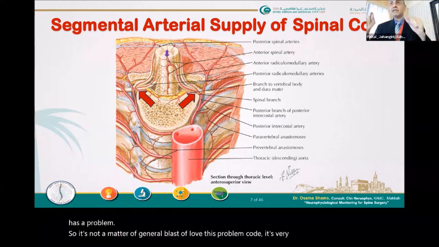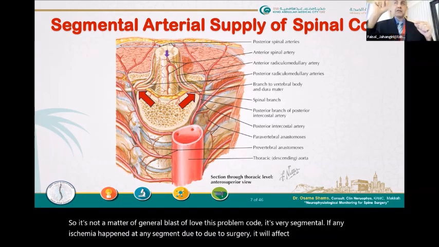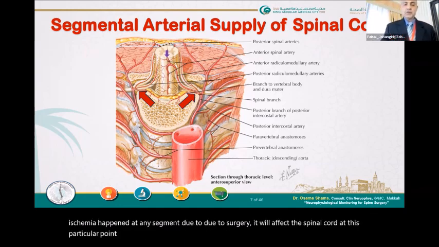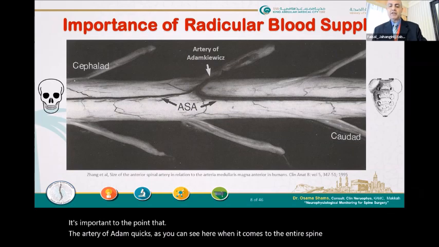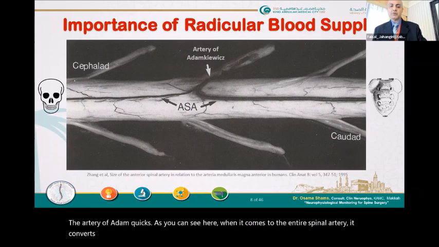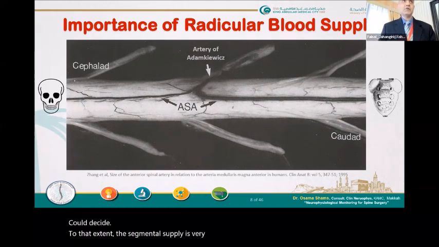If any ischemia happened at any segment due to surgery, it will affect the spinal cord at this particular point. It's important to the point that the artery of Adamkiewicz, as you can see here, when it comes to the anterior spinal artery, converts it from a small size on the head side to a bigger size on the caudal side. To that extent, the segmental supply is very important and critical to the spinal cord.